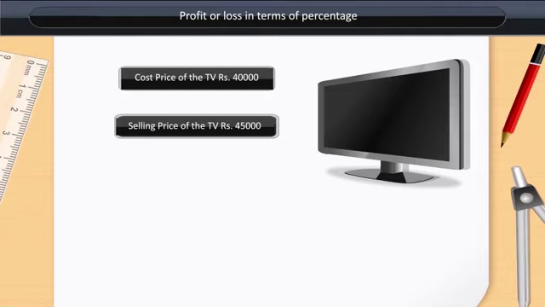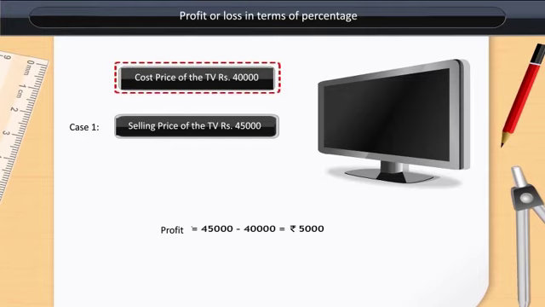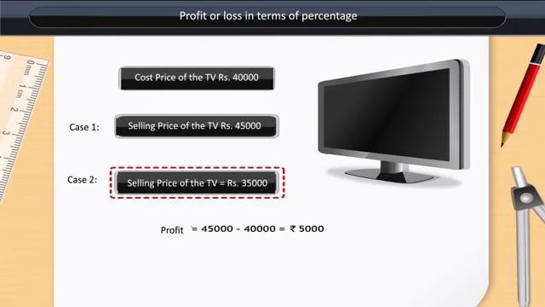Cost price of the TV is equal to ₹40,000. Case 1. Selling price of the TV is equal to ₹45,000. Profit is equal to 45,000 minus 40,000 is equal to 5,000. Case 2. Selling price of the TV is equal to ₹35,000. Loss is equal to 40,000 minus 35,000 is equal to 5,000.